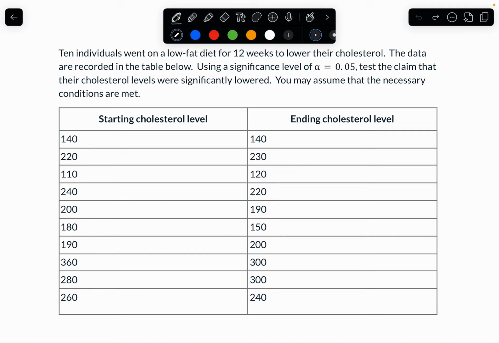We're going to have a look at one final example before we move into our last section from chapter 7. So we've got 10 individuals who went on a low-fat diet for 12 weeks to lower their cholesterol. The data are recorded in the table below. We're going to use a significance level of alpha equals 0.05 to test the claim that their cholesterol levels were significantly lowered. You may assume that the necessary conditions are met.